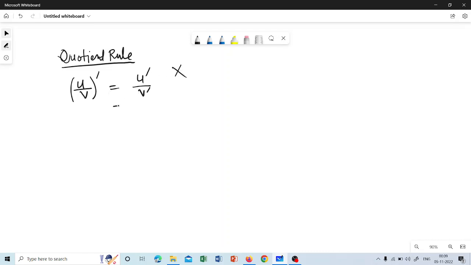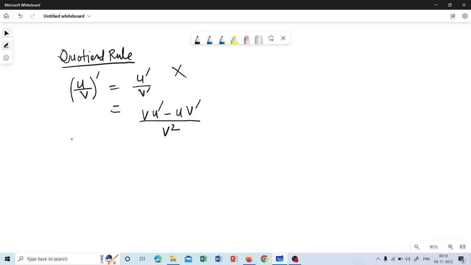There is a rule you have to follow when differentiating two functions divided by each other. Let v be the denominator function. In the denominator you take the square of v, and in the numerator you multiply v with the differentiation of u, minus u times v dash. This is the quotient rule, and let us see it with an example.